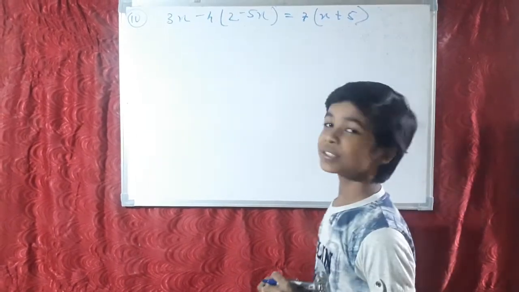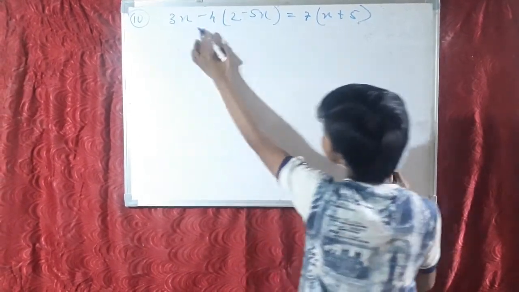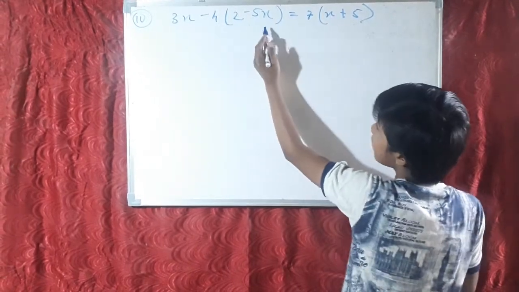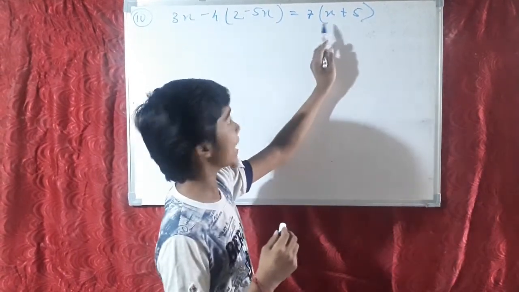So friends, now we are going to see our 10th number question. What is (3x minus 4) multiplied by (2 minus 5x) equals 7 multiplied by (x plus 5)?